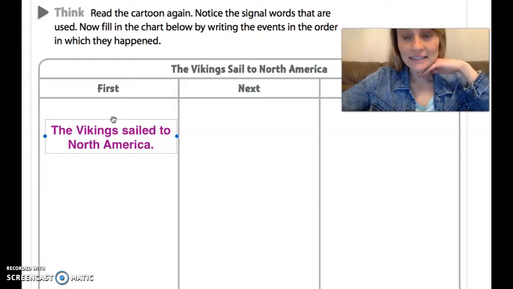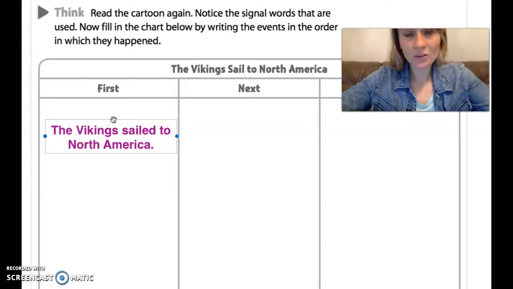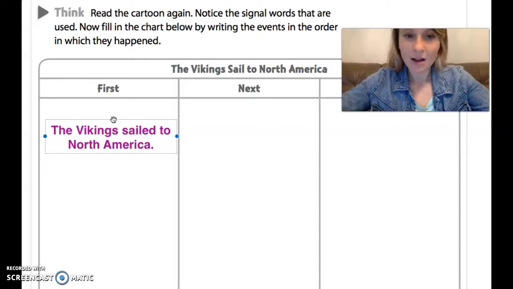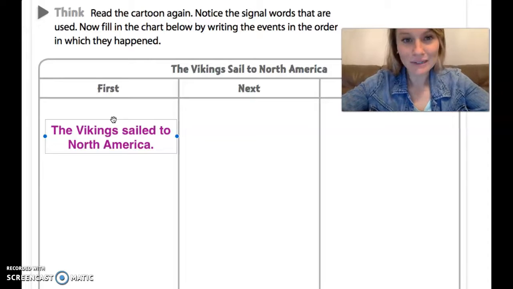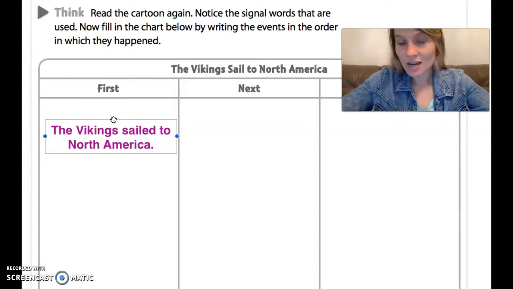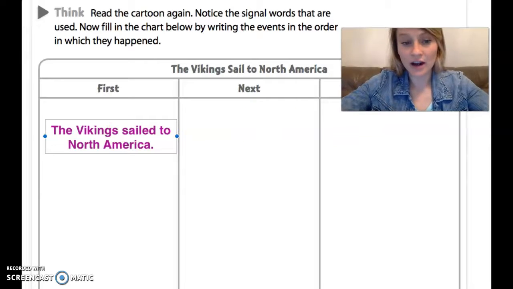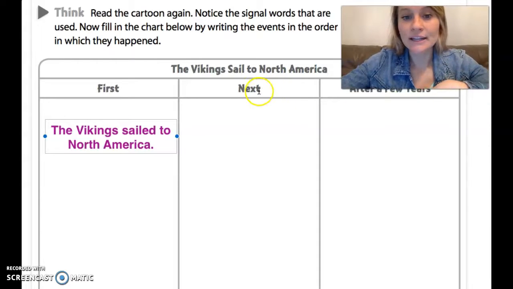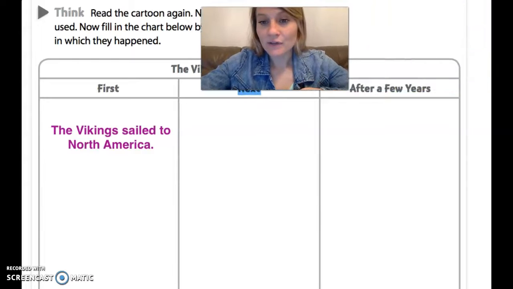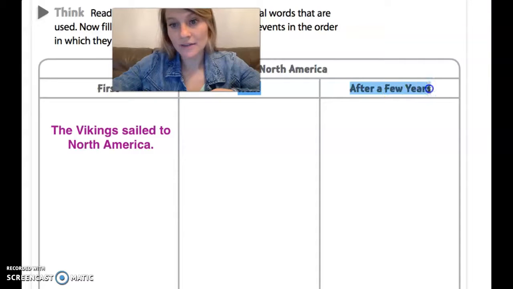So the Vikings, they sailed to North America. So it could be any place in North America. I'll go ahead and give you some background. They were definitely more in like that Canada zone, a little bit more up north because of where they came from. All right, now your job is to figure out and to finish writing what did they do next, and then after a few years, what did the Vikings do?